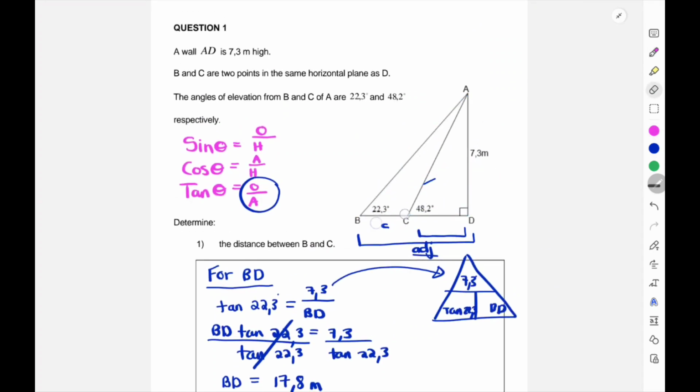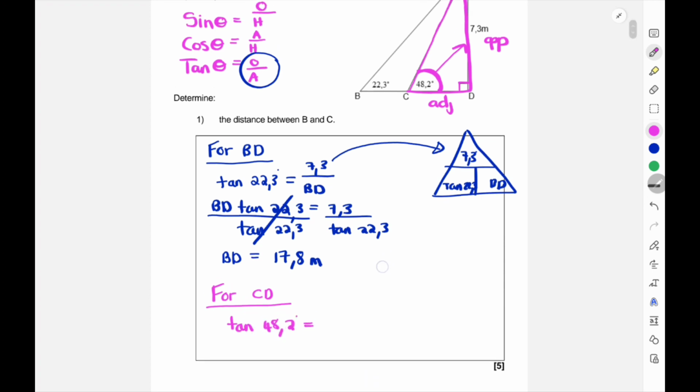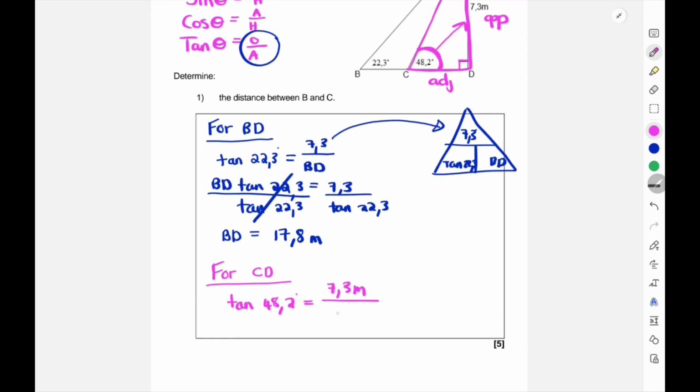Okay, let's clear this. All right, now we want to work in this small triangle, so that we have that 90 degrees that we're working with. So from this angle that we know, we've got the opposite. We don't care about the hypotenuse, but we want the adjacent. So again, it's going to be tan. So for CD, just to help you understand what I'm doing, tan 48.2 is equal to 7.3 meters divided by the adjacent, which is CD. So I'm just going to do it quickly. 7.3 divided by tan 48.2 will give you CD, and CD is equal to 6.53 meters.